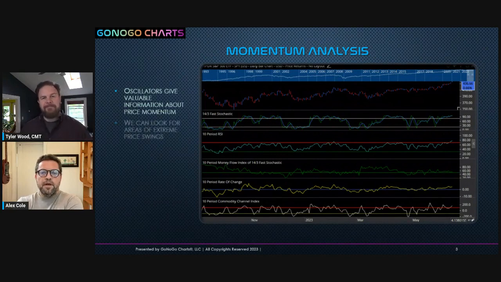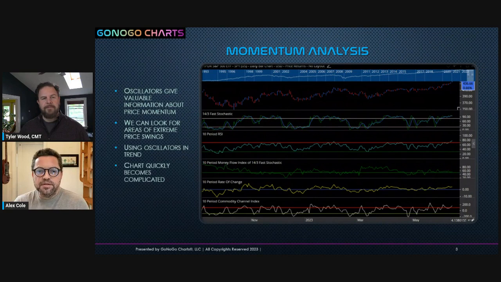So Alex, why don't we talk a little bit at a high level about the concept of momentum? Yeah. I think we know that once we've had a crack at trend identification, we're going to move to momentum analysis next. And that gives us valuable information about the velocity of price change. Momentum oscillators are indicators that we apply to the lower panels that help us identify areas of extreme price swings.